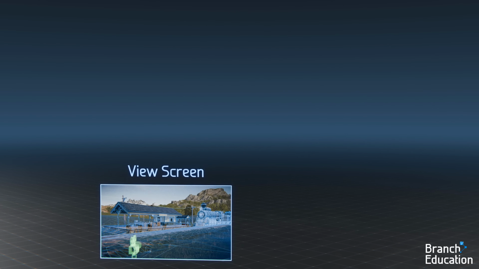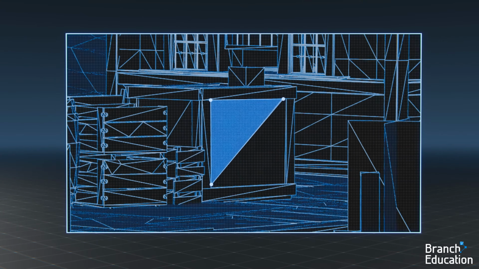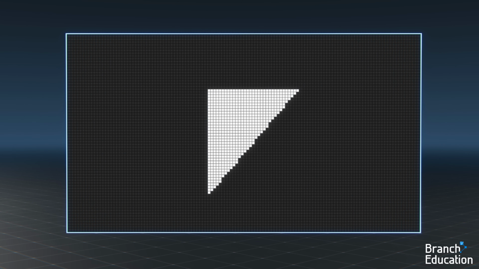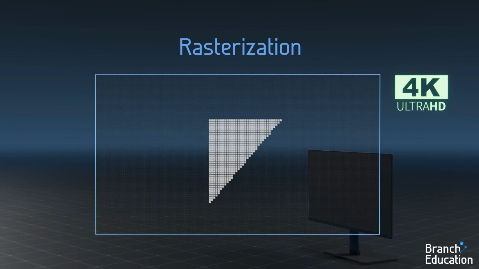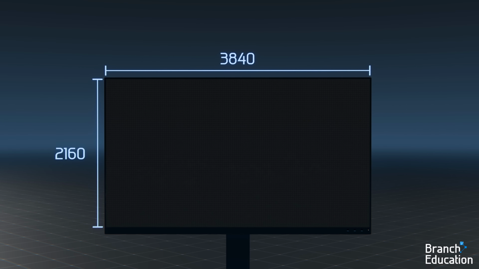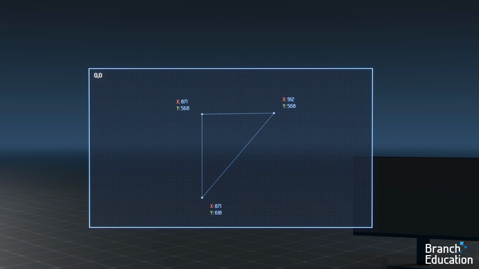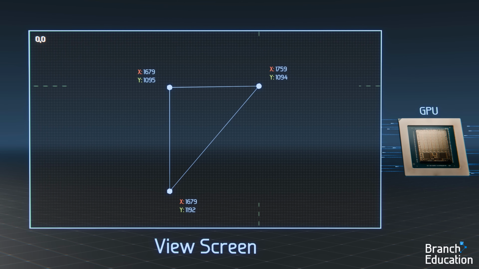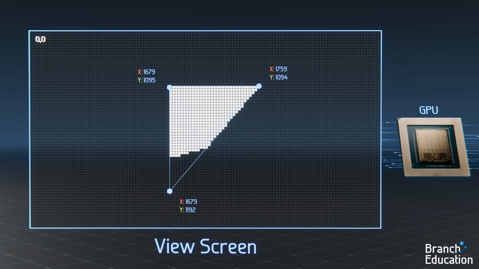Now that we have all the vertices moved onto a 2D plane, the next step is to use the 3 vertices of a single triangle and figure out which specific pixels on your display are covered by that triangle. This process is called rasterization. A 4K monitor or TV has a resolution of 3840 by 2160, yielding around 8.3 million pixels. Using the X and Y coordinates of the vertices of a given triangle on the view screen, your GPU calculates where it falls within this massive grid and which of the pixels are covered by that particular triangle.